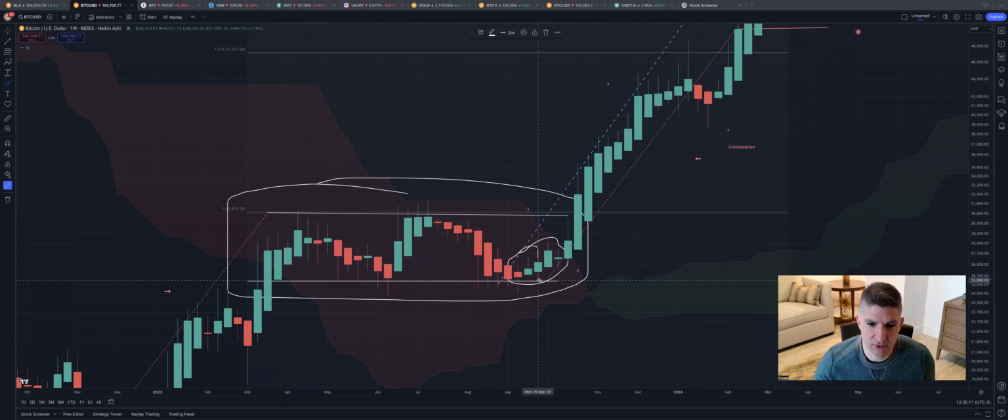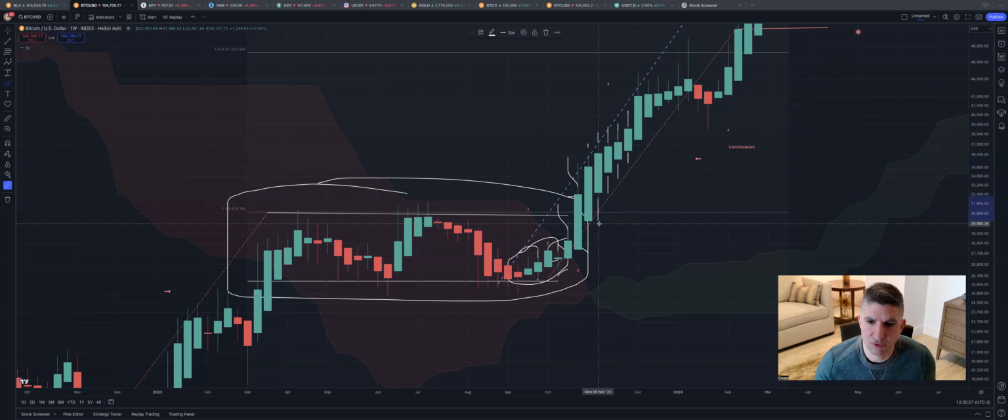We see wicks on both sides, wicks on both sides, wicks on both sides. And finally, breaking out of the cloud, you see long wick, big body. Big body, long wick. Big body, wick, wick. Everything's on the top side here, which is what you want to see. We don't want to see wicks underneath.